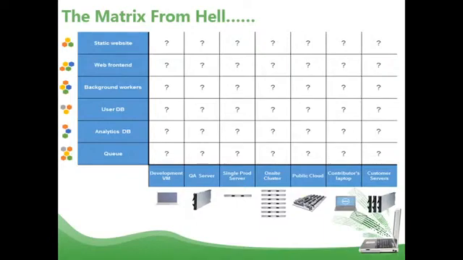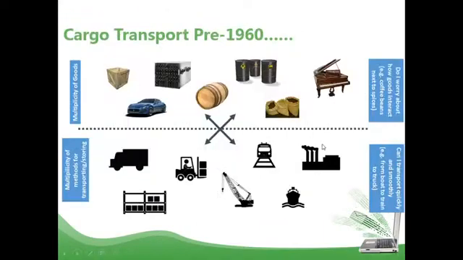Before Docker came into place, let's look at the traditional approach. If you look at cargo transport before the 1960s, we needed to use several types of methods in order to transport goods. Let's say we have a car, oil, a piano. In this slide you can see different kinds of items. If you want to transport these, you can see we need to use different kinds of transportation mechanisms, right? There's a lorry, there's a truck. Likewise, different kinds of transportation mechanisms.